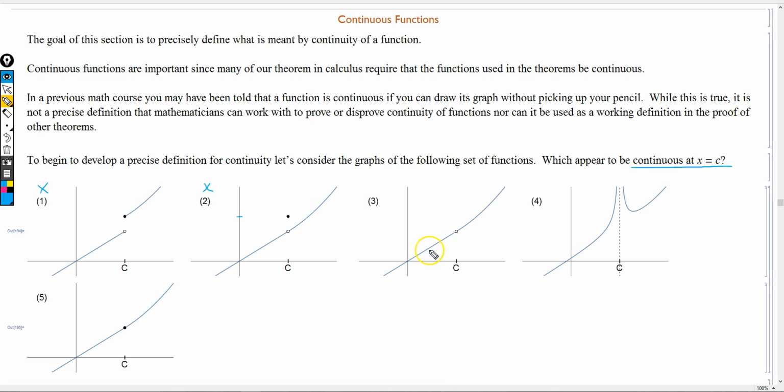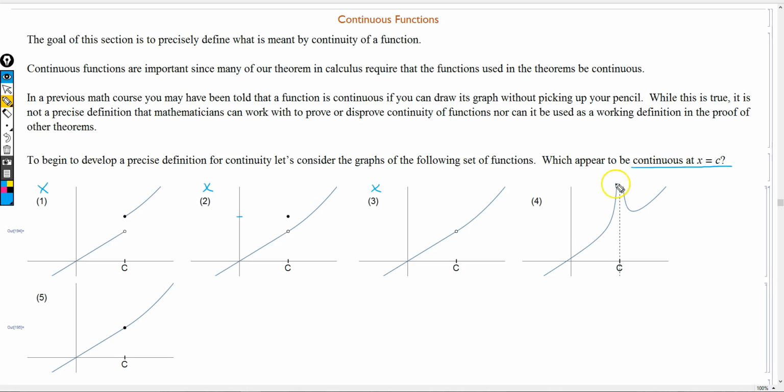Number 3, draw the graph with my pencil. Then I actually have to pick up, hop over that little opening and continue. So no, this graph doesn't look like it should be continuous either. In this graph right here, f of c is actually undefined. If you draw a vertical line, you actually never hit the graph, so f of c is undefined. This one over here definitely doesn't look like it should be continuous.